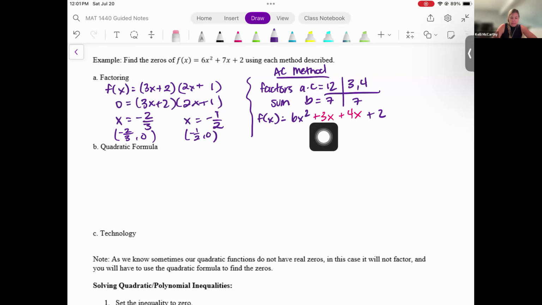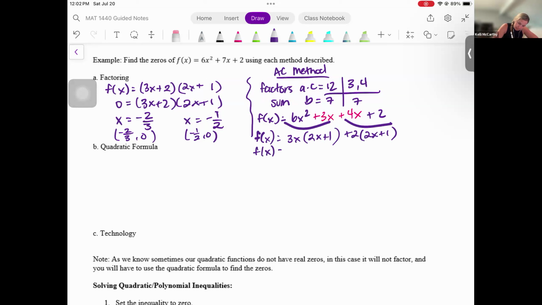Again, observing the 3x and the 4x, if we combine them, we still have 7x. So I haven't actually changed my function at all. I'm just rewriting it in a very specific way. And now we're going to factor by grouping. So we're going to group the first two and the last two. 6x squared plus 3x, we can factor out a 3x, and we're left with 2x plus 1. 4x plus 2, we can factor out a positive 2, and we're left with 2x plus 1. And now both of those terms, separated by that plus sign, have a factor of 2x plus 1.